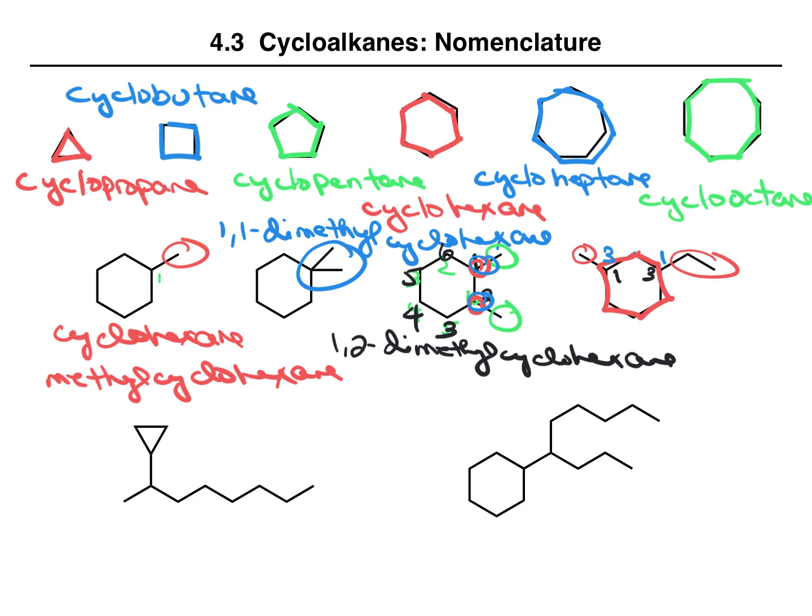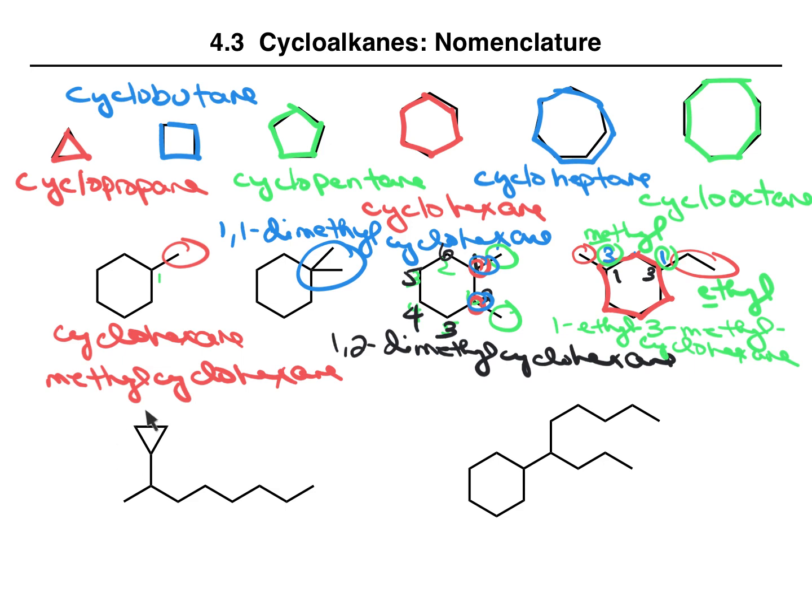But in this case, there's kind of a sub-rule. If either direction gives us the same branch numbers, then the tiebreaker would be to number them the way they're listed alphabetically. So because this is an ethyl group and this is a methyl group, we would put ethyl before methyl alphabetically. So because everything else is equal, we're going to give this the 1 and the 3. So this is 1-ethyl-3-methylcyclohexane.